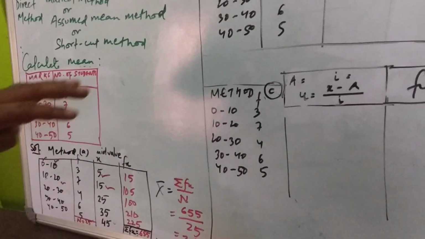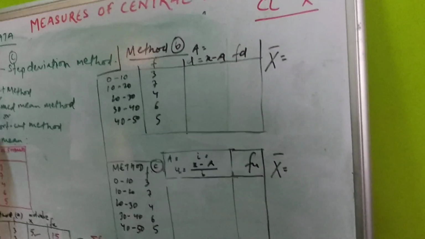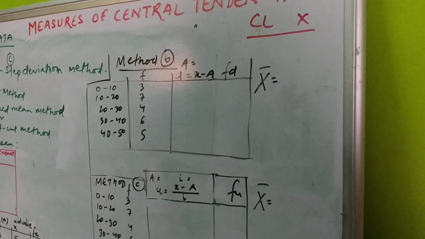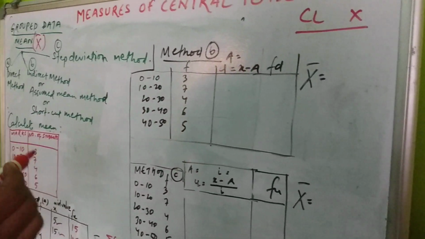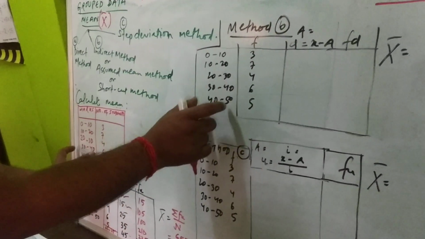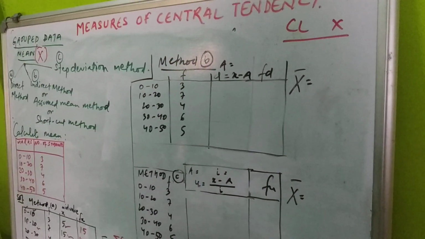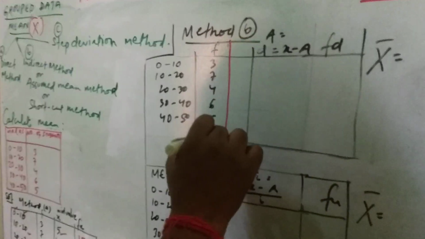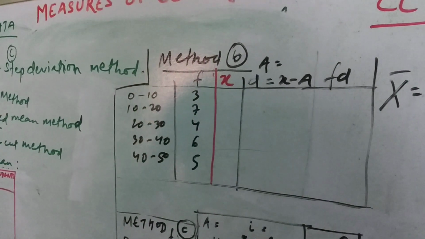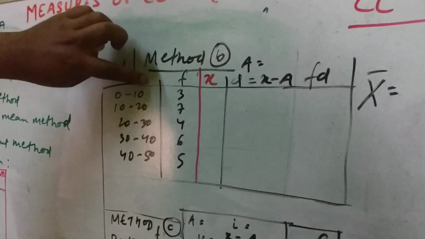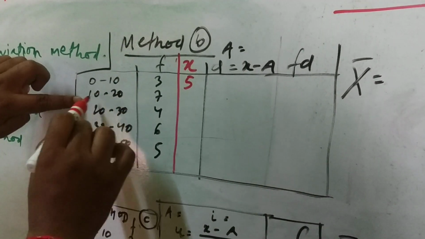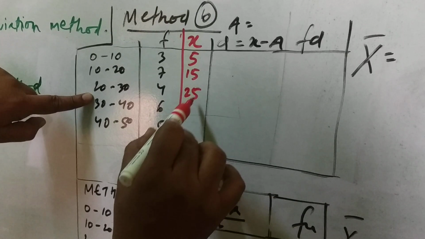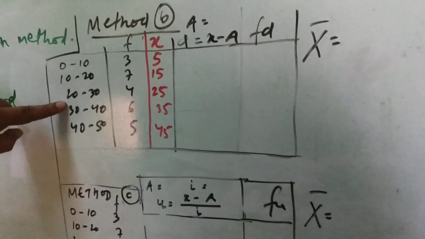Okay. Let us look at method 2. Method 2 is known as the indirect method, assumed mean method, or shortcut method. They may be called by different names, but it is the same thing. Here I have copied the class interval that is given, and then I have taken the frequency. The next step is we take the mid value here. So the mid value is x. We know the same method here: 0 plus 10, 10 divided by 2, 5. 10 plus 20, 30 divided by 2 is 15. Similarly, 25, 35 and 45 will be the mid values.